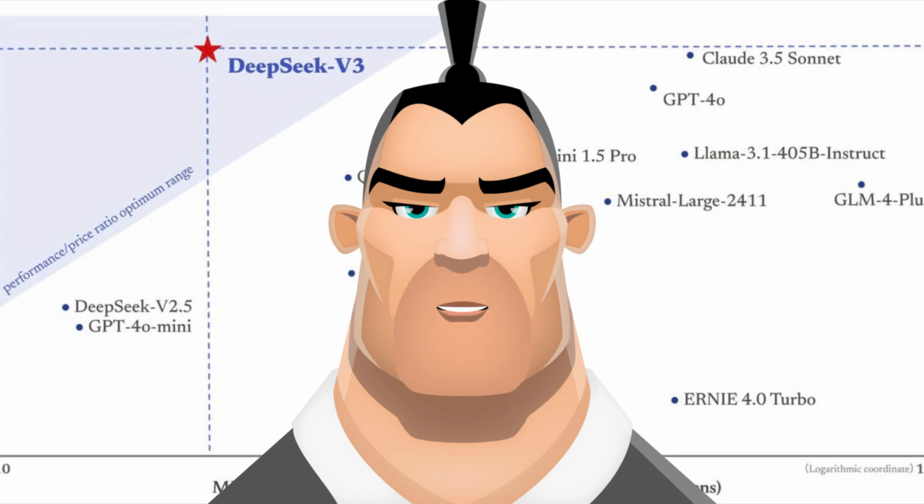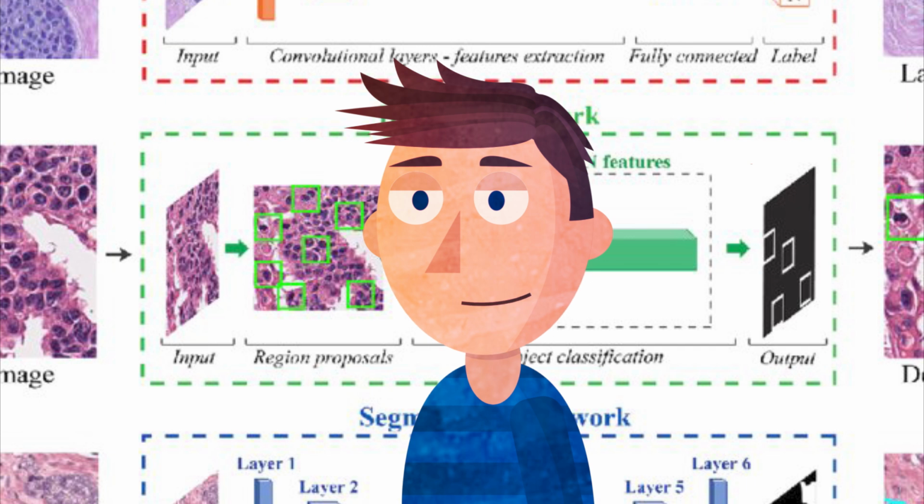Why is this crucial for deep learning? Without it, your model's like a car without a roadmap. You might have a fancy engine, but you won't know where to go or what to expect.